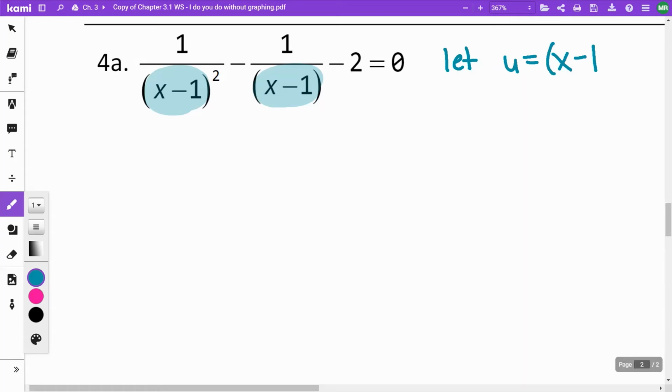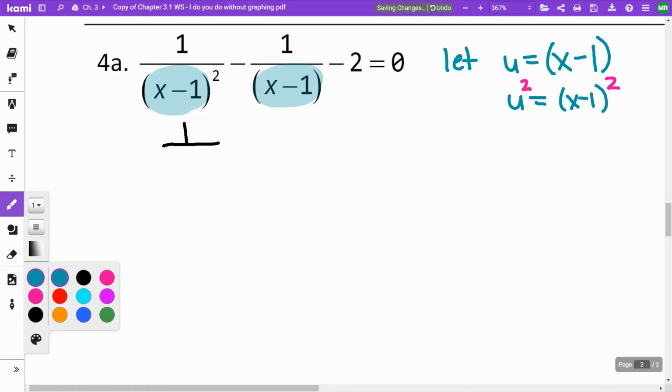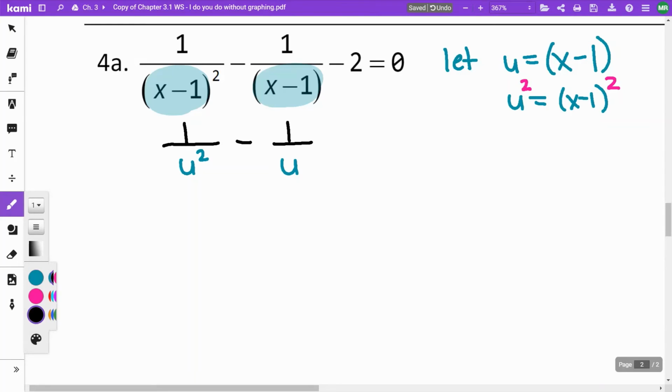So if u equals x minus 1, and I square this side and I square this side, you see that the x minus 1 squared is going to be my u squared. So I'm going to rewrite this problem: 1 over u squared minus 1 over u minus 2 equals 0. That's how I'm going to rewrite this.